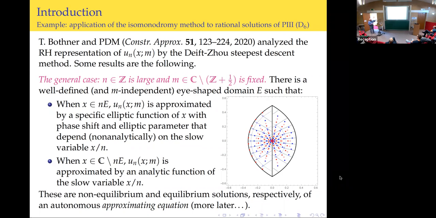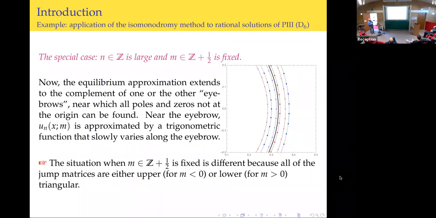So that's the general case, where m is not allowed to be a shift by a half of an integer. But if m is a half added to an integer and n is large, then the equilibrium approximation that was good outside of this eye-shaped region actually extends inside the eye from one side or the other only. What's left over is the other side, which we call an eyebrow. Here is the vertical eyebrow on the right side, for instance.